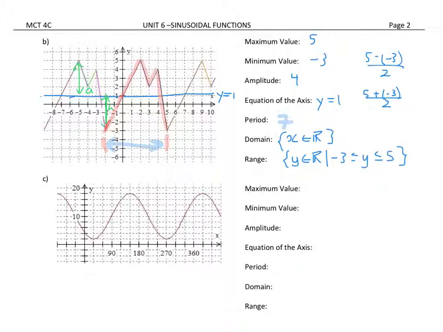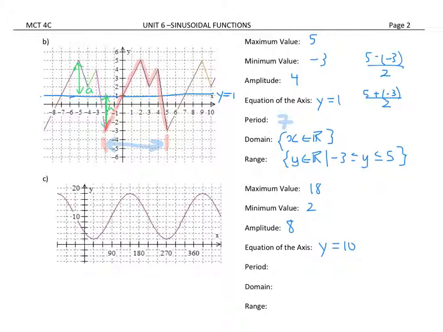All right, the last example here, I need to figure out what my scale is. It takes 1, 2, 3, 4, 5 blocks to make 10, so each block is worth 2. So my maximum value looks like it's at 18. My minimum then is at 2. The amplitude, there's 16 units between those two. 18 take away 2 is 16, divided by 2 would be an amplitude of 8. For the equation of my axis, I would add those together and get 20, divided by 2 is 10.